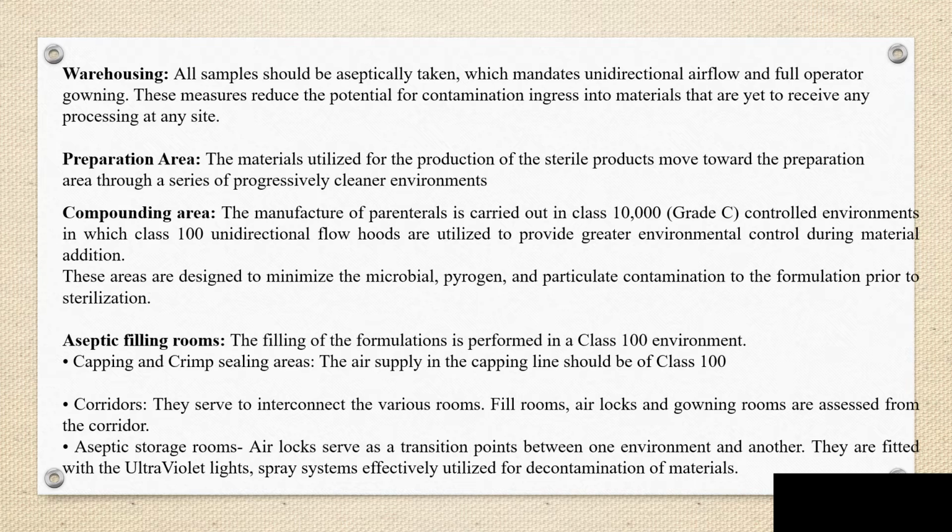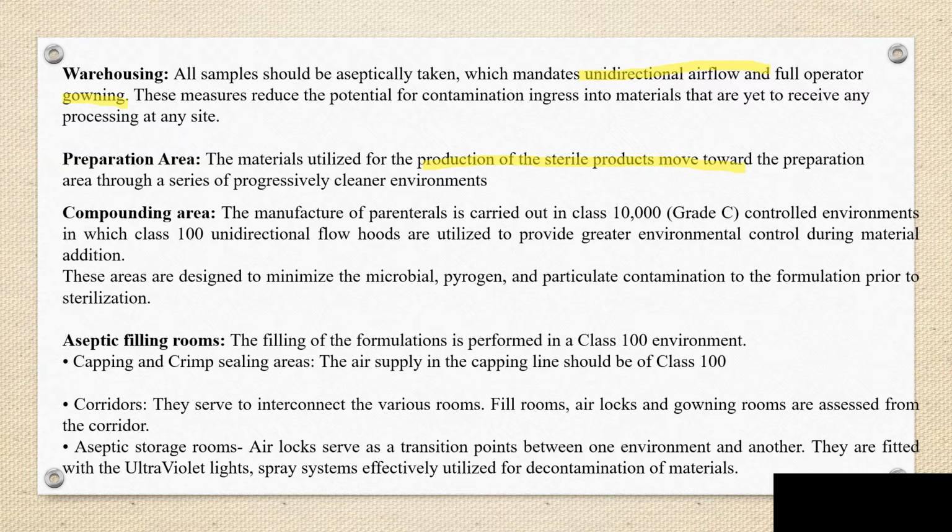Now, first of all, we come on to warehousing. In the case of warehousing, unidirectional airflow needs to be maintained, and a fully operating gowning procedure is needed. Then we come on to the preparation area. The preparation area is that area where the production of the sterile products will not completely take place, but it will start moving towards the preparation area once the aseptic and sterilization process is done.